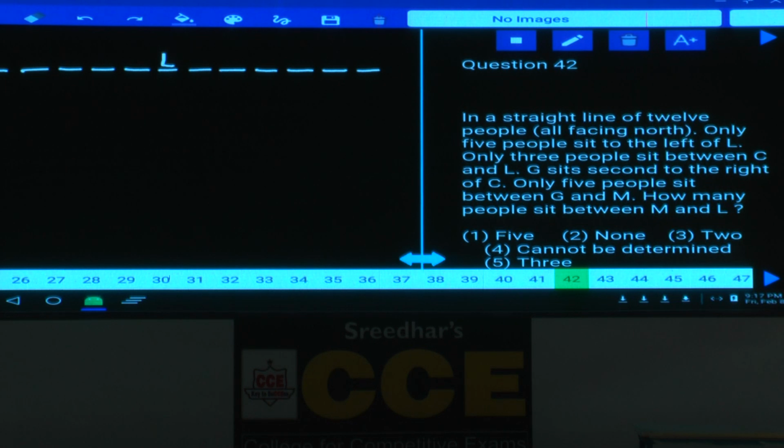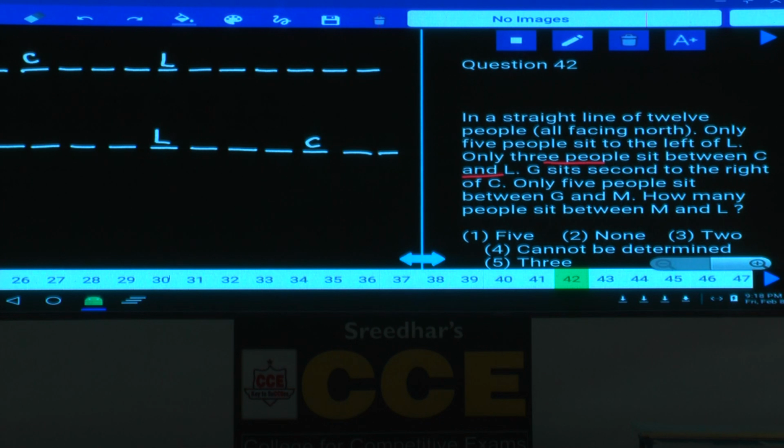And only 3 people between C and L. As only 3 people are between C and L, tell me how many possibilities do we have? Only 3 people between C and L, 1, 2, 3. C can be second from the left hand side, or one more possibility, 3, 4, 5, 6, 7, 8, 9, 10, 11, 12. Now there are 5 persons to the left hand side of L. L is here. 3 persons between L and C, C will be here. Clear now? This C can be either left hand side of L or to the right hand side of L. Only 3 people sit between C and L.